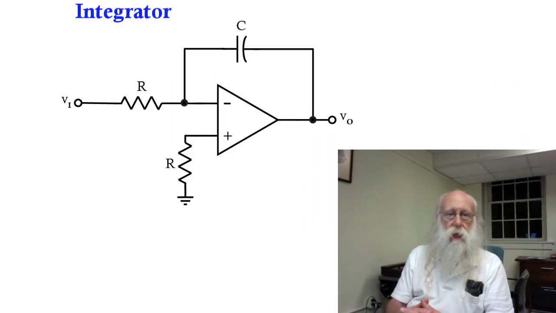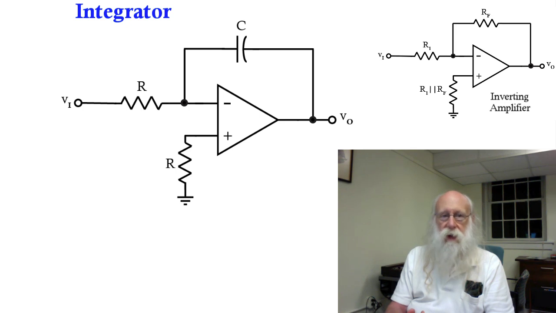Well, finally, we get to see a circuit that has something other than resistors connected to the operational amplifier. In this case, the circuit we're going to look at is an integrator. In other words, a circuit where the output voltage is proportional to the integral of the input voltage. Here's the circuit, and topologically this is essentially identical to the inverting amplifier.